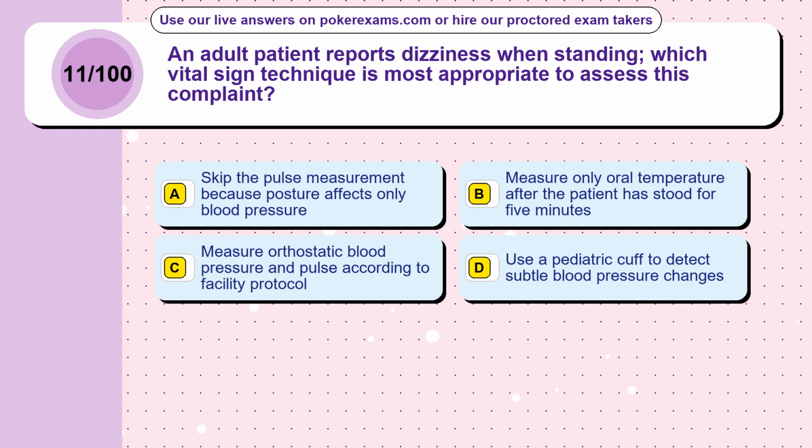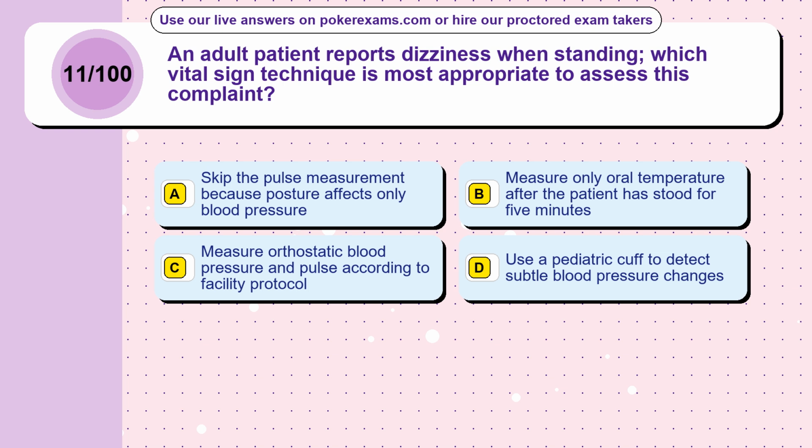Question 11. An adult patient reports dizziness when standing. Which vital sign technique is most appropriate to assess this complaint? Option A. Skip the pulse measurement because posture affects only blood pressure. Option B. Measure only oral temperature after the patient has stood for 5 minutes. Option C. Measure orthostatic blood pressure and pulse according to facility protocol.